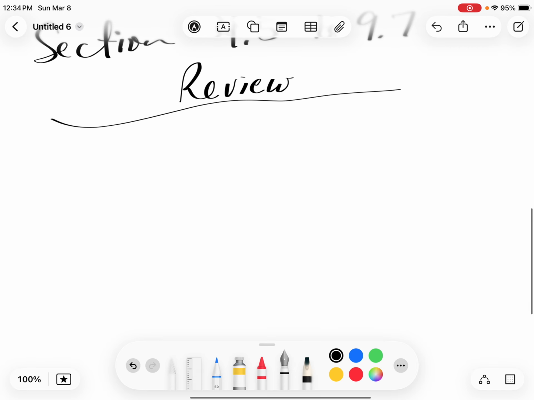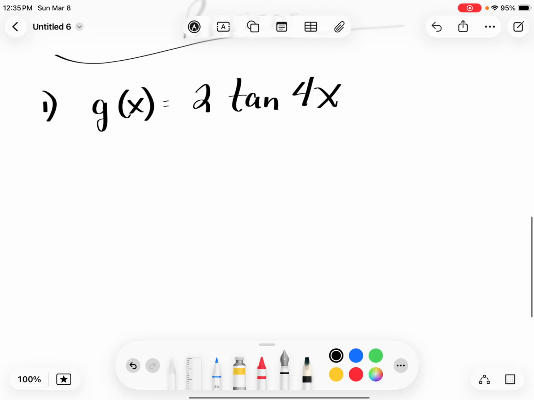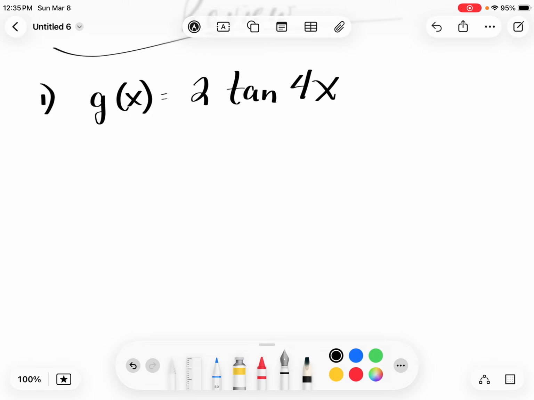All right, number one says g of x is equal to 2 tangent of 4x. When you're thinking about the directions, they say graph one period, describe the transformations. Now remember, some of you are having some struggles with describing the transformations. You forgot those, so make sure that you get those in there.